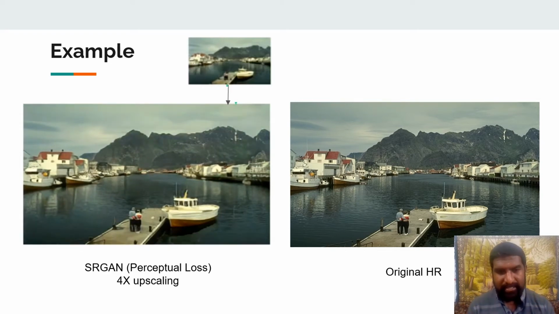And as you can see, they have made an image almost identical to the original image by using the SRGAN and a perceptual loss function. So we'll go into details in the next slide.